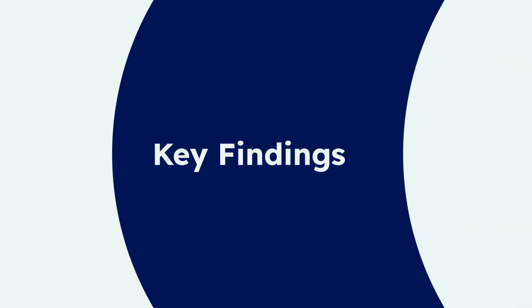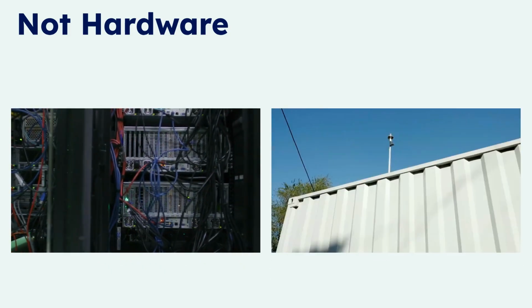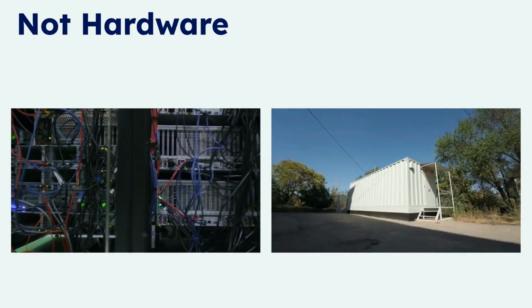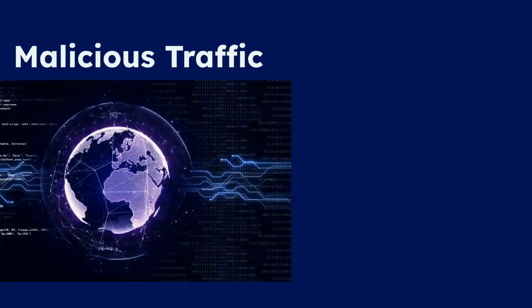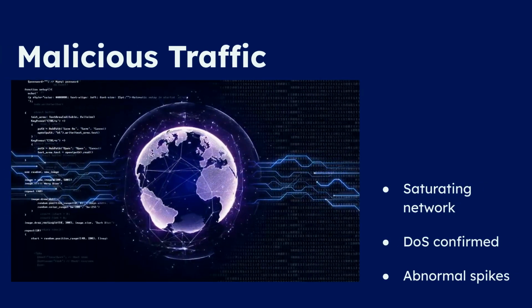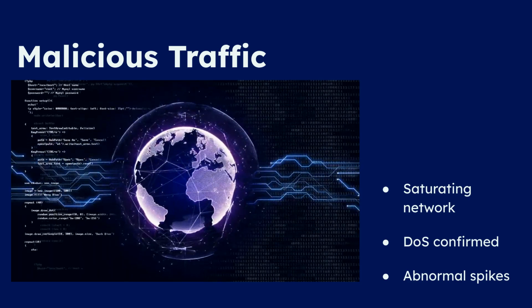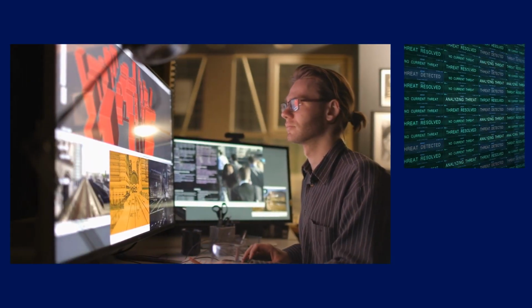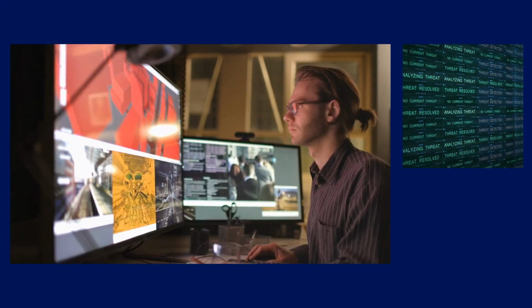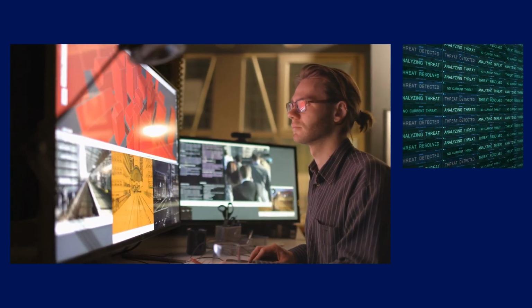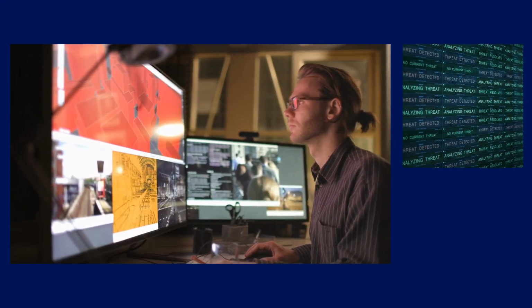Let's summarize the key findings from your investigation. The network slowdown is confirmed to not be due to hardware malfunctions, weak Wi-Fi signals, or basic connectivity failures. Instead, the data points to malicious traffic saturating the network bandwidth, which is consistent with a confirmed denial of service attack. This highlights the critical importance of continuously monitoring dashboards and traffic logs in Kibana to quickly identify these abnormal and malicious spikes in activity.